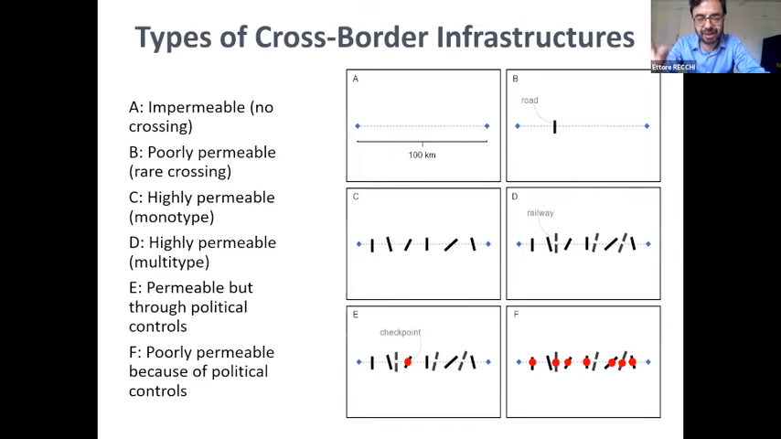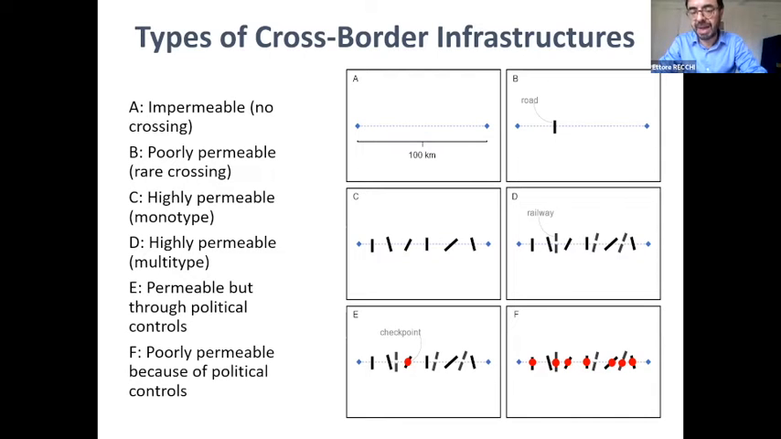I have a series of images that stylize the types of land borders, because we are focusing on land borders and not other types of borders that one may find on this planet between existing nation states. Panel A shows an impermeable border. There is a border, but there is nothing to cross the border. There is no road, there is no railway, no bridge. In panel B, we have at least one road. In panel C, we have several roads.